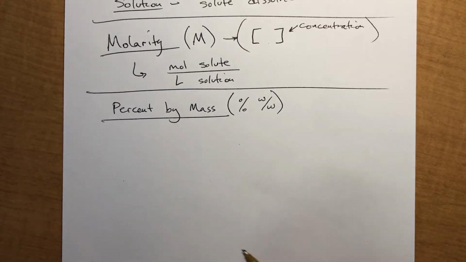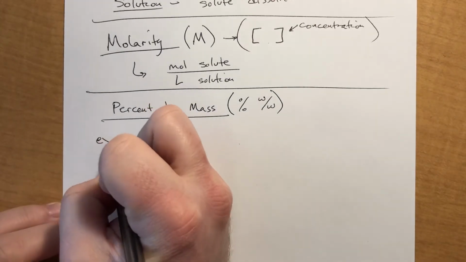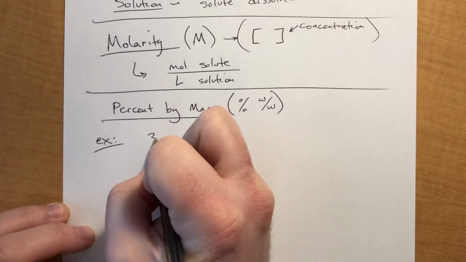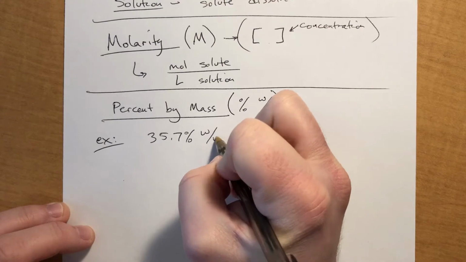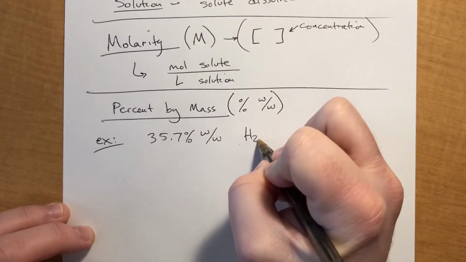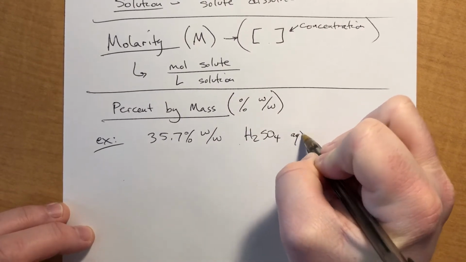Okay. So let's just look at an example. So let's say we have a 35.7% weight H2SO4 solution, and it's in water, so it's aqueous.